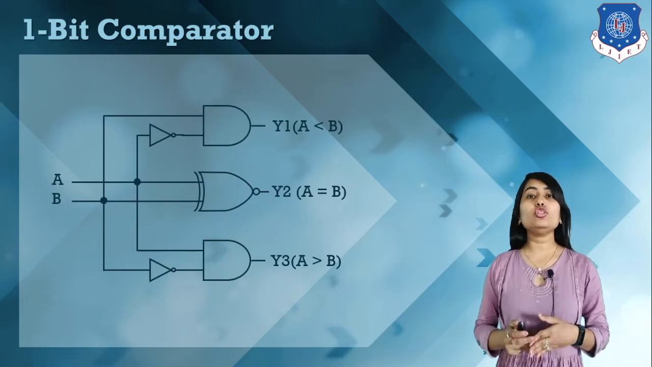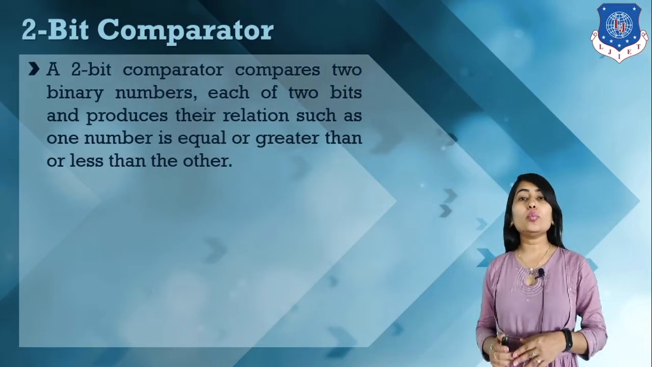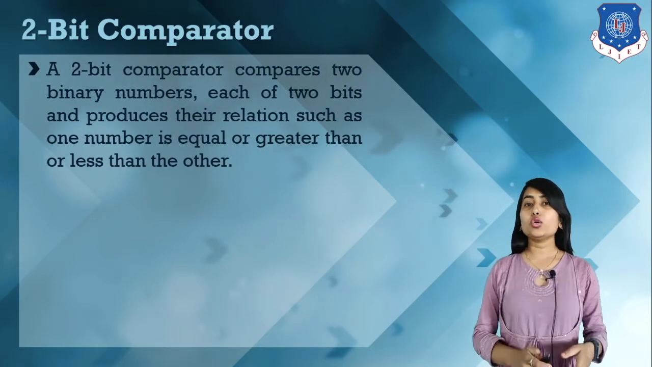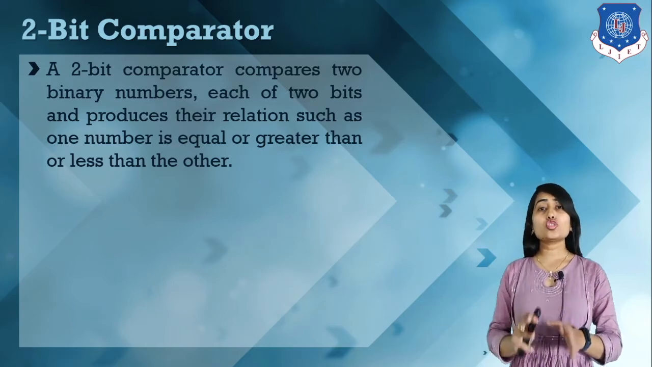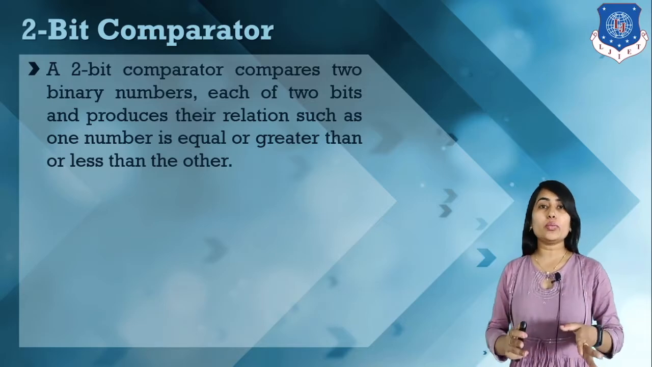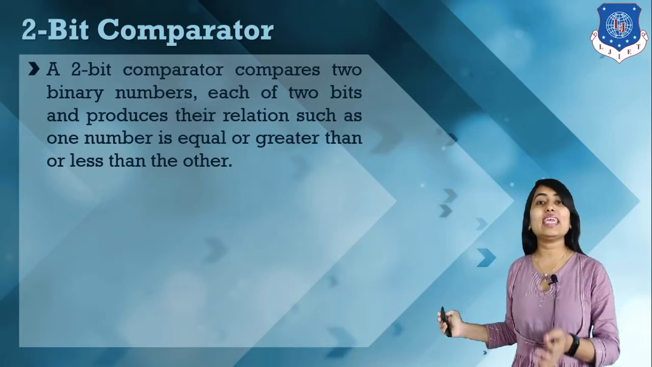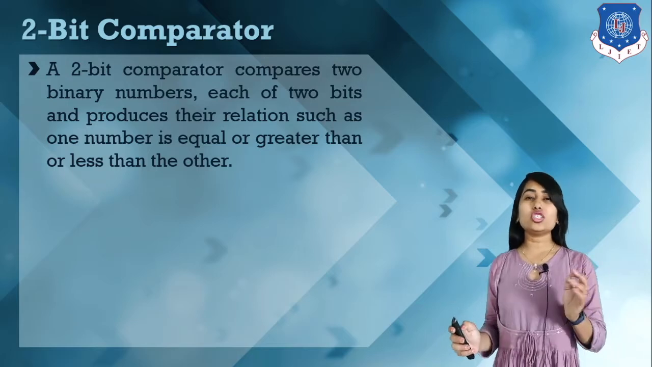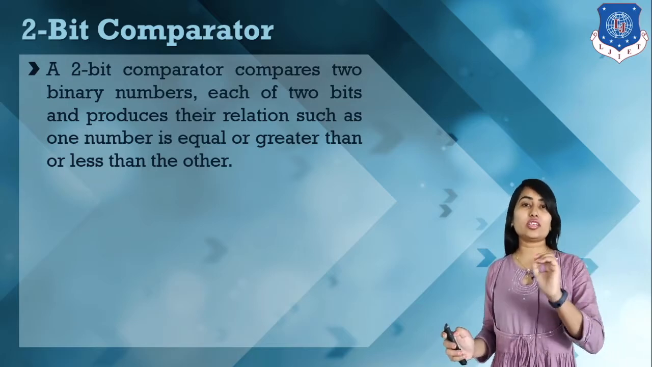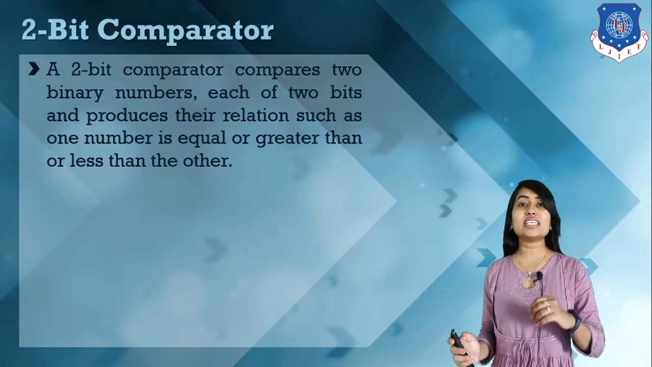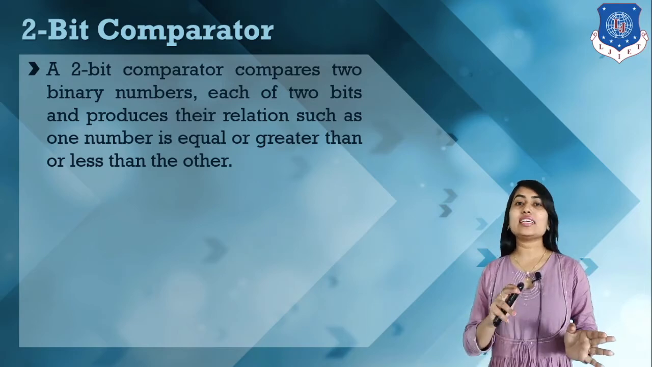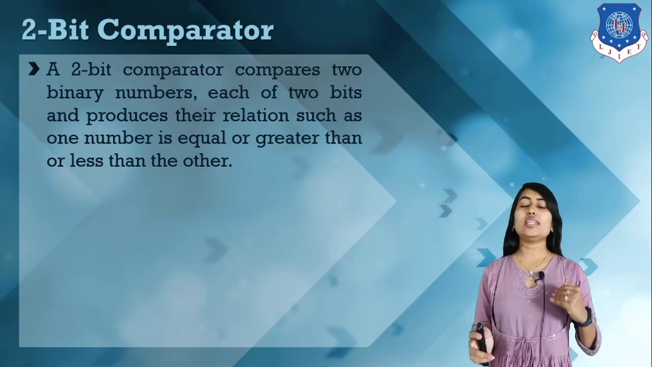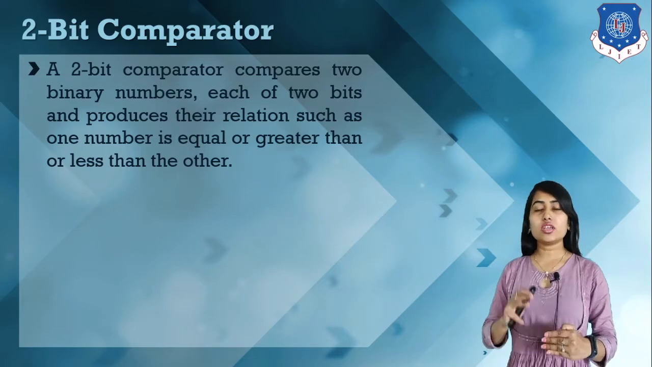Now let's discuss the 2-bit comparator. This 2-bit comparator compares two binary numbers having 2 bits. If we have two numbers A and B, the bits of A are considered as A1, A0, and for B the bits are B1, B0. So here we have a number A with 2 bits, represented as A1, A0, and B having 2 bits is represented as B1, B0.